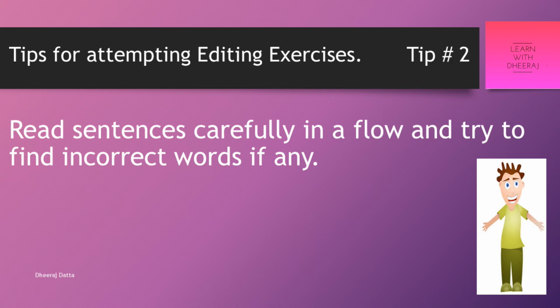Now tip number 2 is read the sentences carefully in a flow and try to find incorrect words if any. This trick is very helpful, and many times when you read the complete passage, unknowingly you will speak out the correct word. So while reading these sentences, be careful and keep an eye on what you're speaking and what is written in the sentence. Many times our brain speaks out the correct words, and it will be very easy for you to find it right away while rechecking what is written in the passage. So read sentences carefully in a flow.